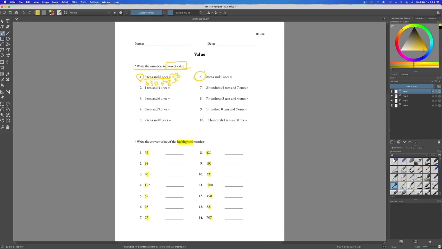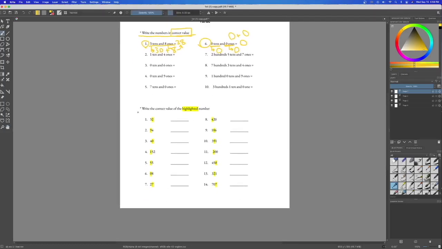Let's do number 6. 0 tens and 0 ones. Well, obviously, 0 tens is just 0 since we don't have anything, and so is 0 ones. So if we add this together, we get 0. And note that we add this together because we have the keyword and. So whenever we see and, we're probably going to add. Let's go to the next question.